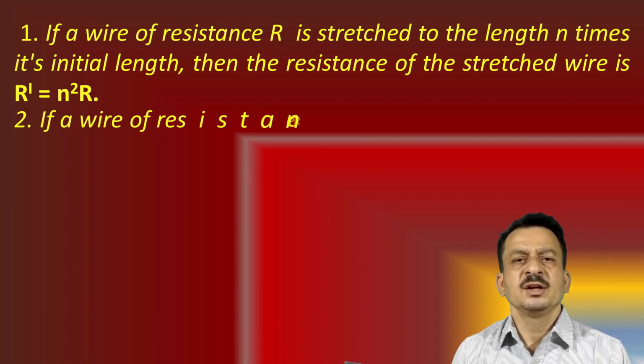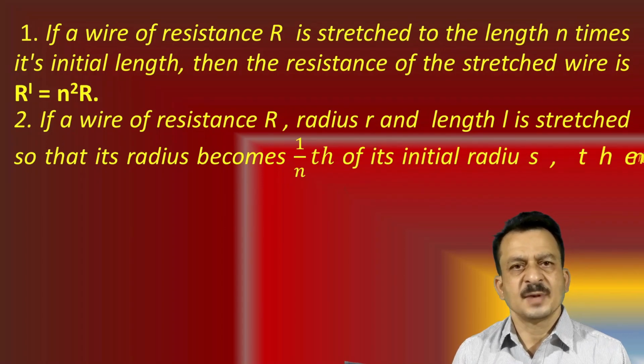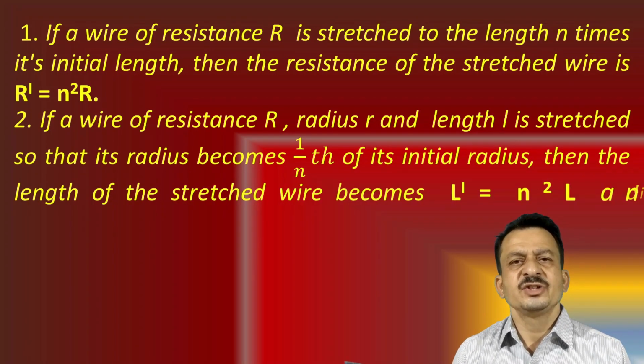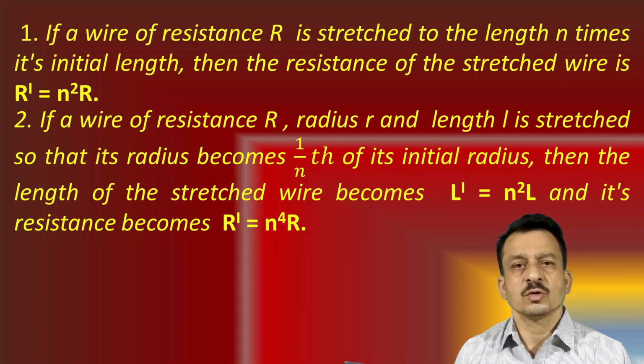And another one: if the same wire of resistance R, radius r and length L is stretched so that its radius becomes 1/n times its original radius, then the length of the stretched wire becomes L' = n² L, and its resistance becomes R' = n⁴ R. This is one more point.